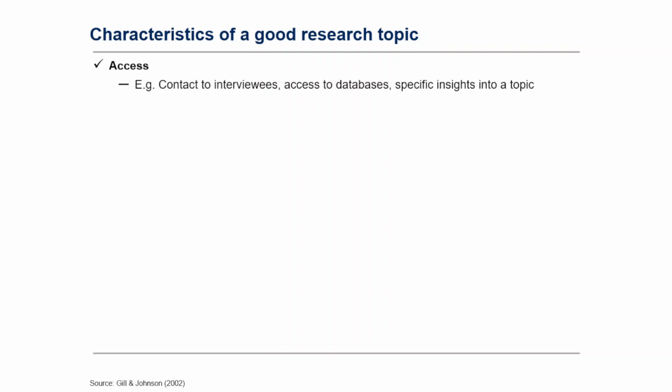And especially for student projects, which typically have a time constraint of about 2 to 3 months, as here in our case, the first thing you have to think about is access. Do you have access to data and information? And how can you get access to the information that you need? For example, do you have contact to interviewees? Do you have access to databases or to specific company data? Do you have any specific insights into a topic that you can use to write something about? So this is all what I would call access here.